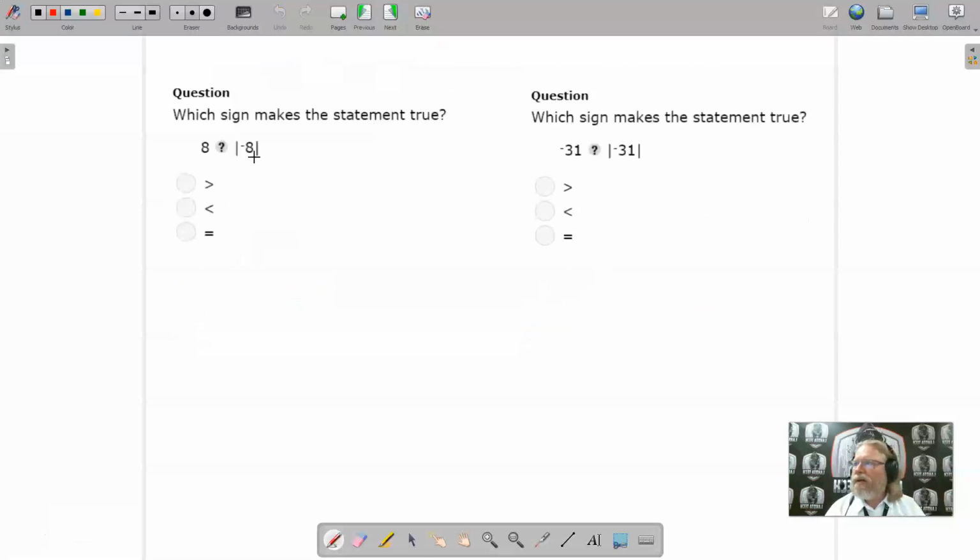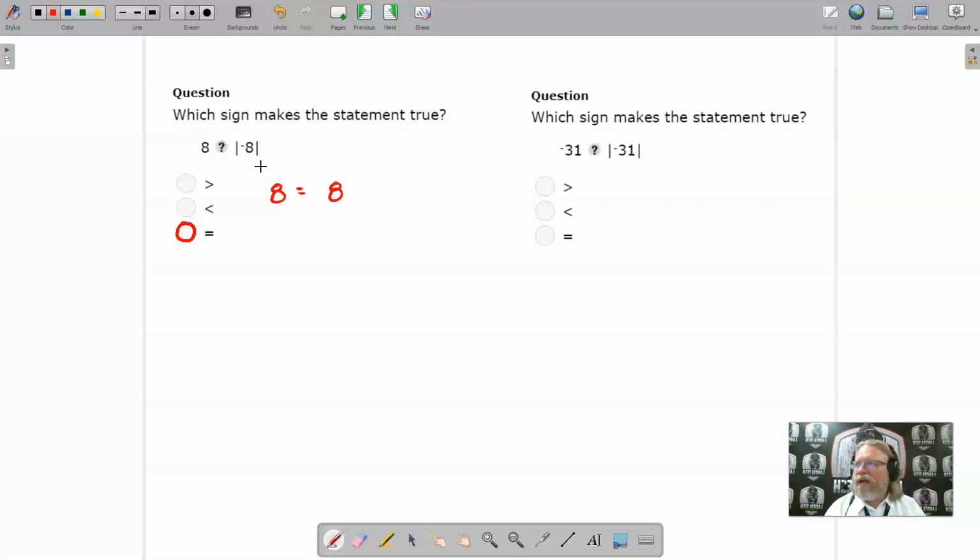On this next one here, it looks like they're both 8s, but one's negative 8. However, the negative 8 is inside of an absolute value sign. So we know that on a number line, negative 8 is 8 positive units away from 0. So that would also be 8, and 8 is equal to 8. So we want to select equal to. And we would say that 8 is equal to the absolute value of negative 8.